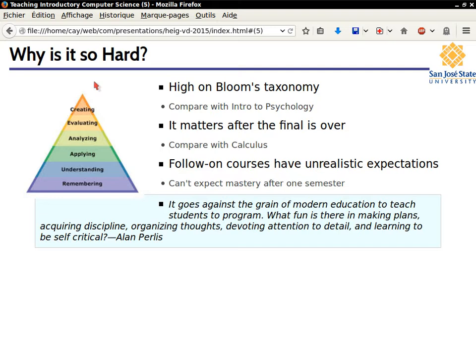So Alan Perlis said, this is also 30 years ago, it goes against the grain of modern education to teach students to program. What fun is there in making plans, acquiring discipline, organizing thoughts, devoting attention to detail, and learning to be self-critical? That's not something that's very popular with students. It never has been, and it probably never will be.